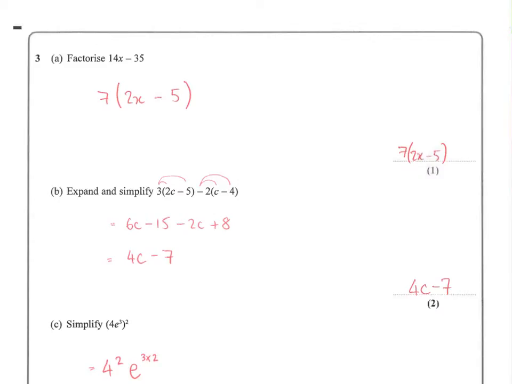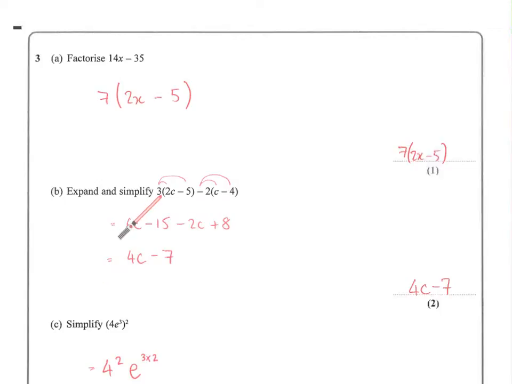In order to factorise 14x minus 35 we need to find a common factor. Common factor of 14 and 35 is 7. 7 times 2x would give me 14x. 7 times minus 5 would give me minus 35. So in factorised form, 7 brackets 2x minus 5.